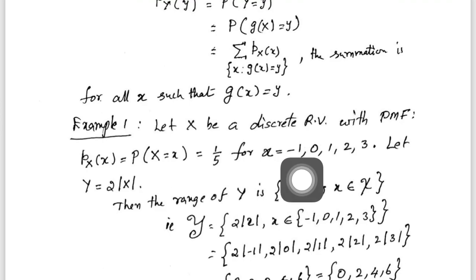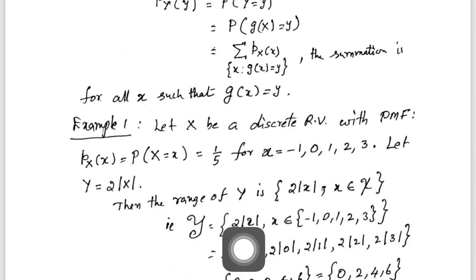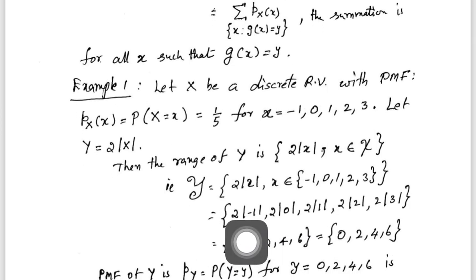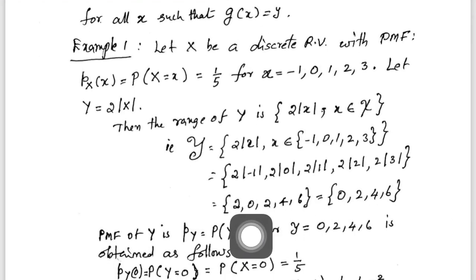The range of X is script X, which is the set {-1, 0, 1, 2, 3}. Similarly, script Y, which is the range of the new random variable Y, is nothing but 2|x| for x equal to -1, 0, 1, 2, 3. In this way, you can find the range of Y, which is 2|-1|, because X may take -1, then 2|0|, because X may take 0, X may take 1. So the next possible value of Y is 2|1|, then 2|2|, 2|3|, and you evaluate these things.